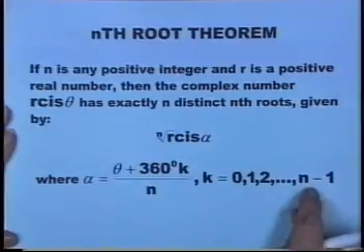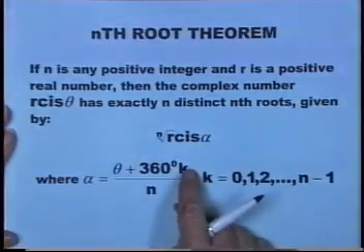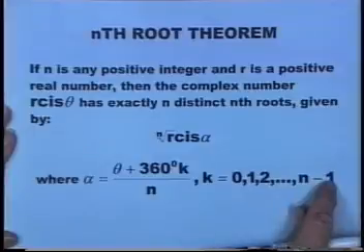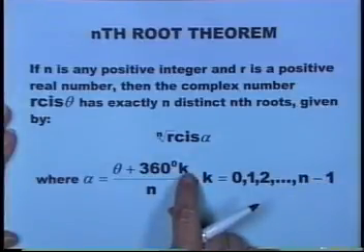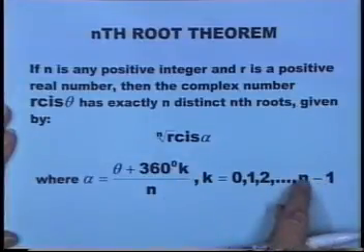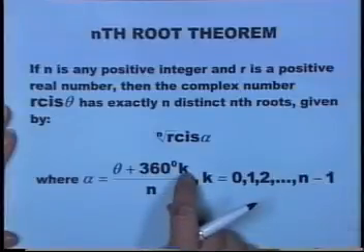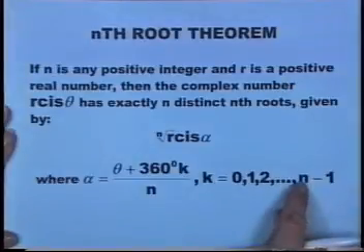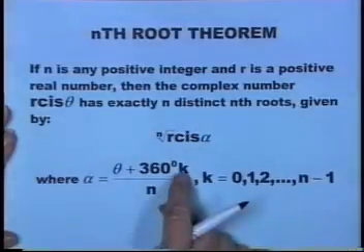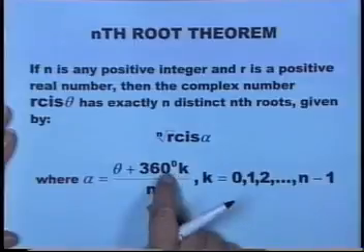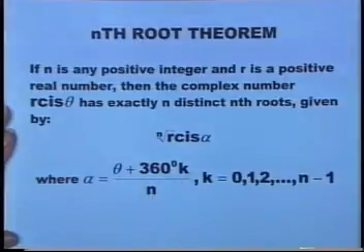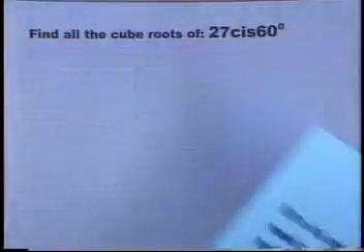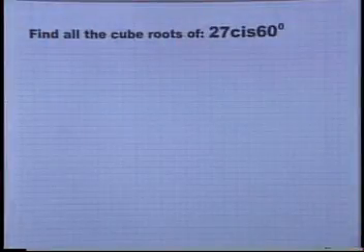Well, this tells you stop when k is n minus 1. In other words, if you're doing cube roots, 3 minus 1 is 2. K would only go up to 2. And that bears out what we did when we did the cube roots of 8. If I'm finding fifth roots, n is 5. 5 minus 1 is 4. So I would stop once I add a 4th revolution. Okay? Now, let's see how we can apply this nth root theorem.